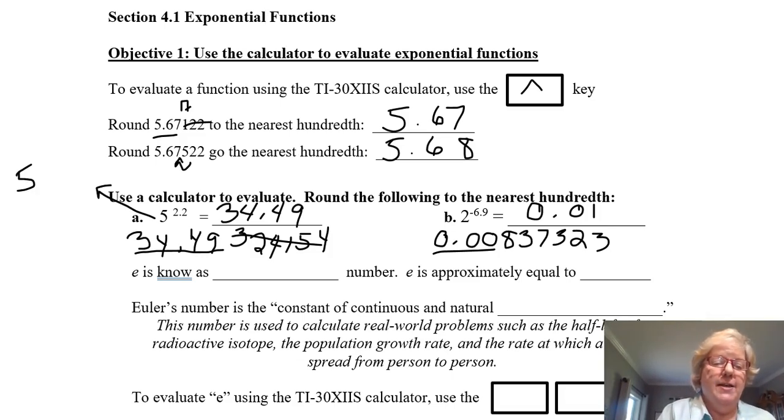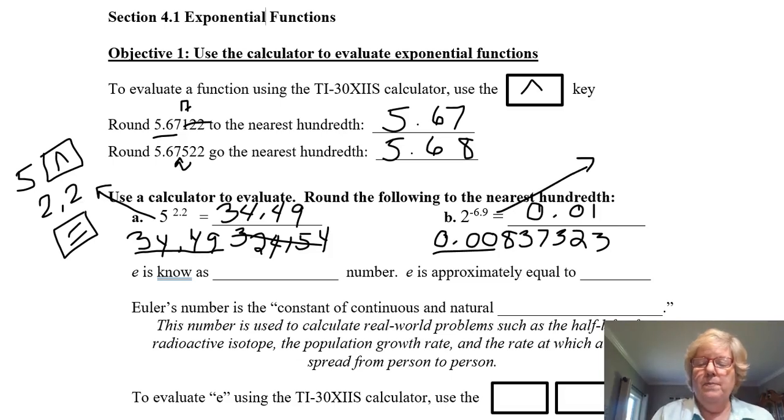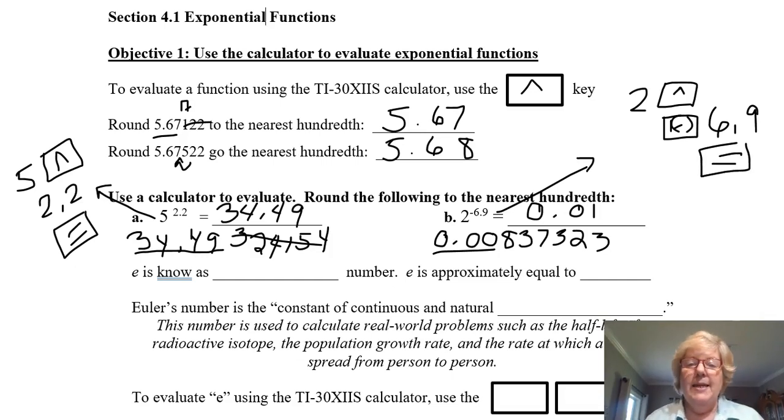Now, just to show you the keystrokes on my TI calculator, on the first example, I pressed the 5, and then the exponent key, and then 2.2, and the equal sign. When I did my second example, I pressed the 2, then the exponent key, then I pressed a key that has the negative sign, and I pressed 6.9, then the equals.